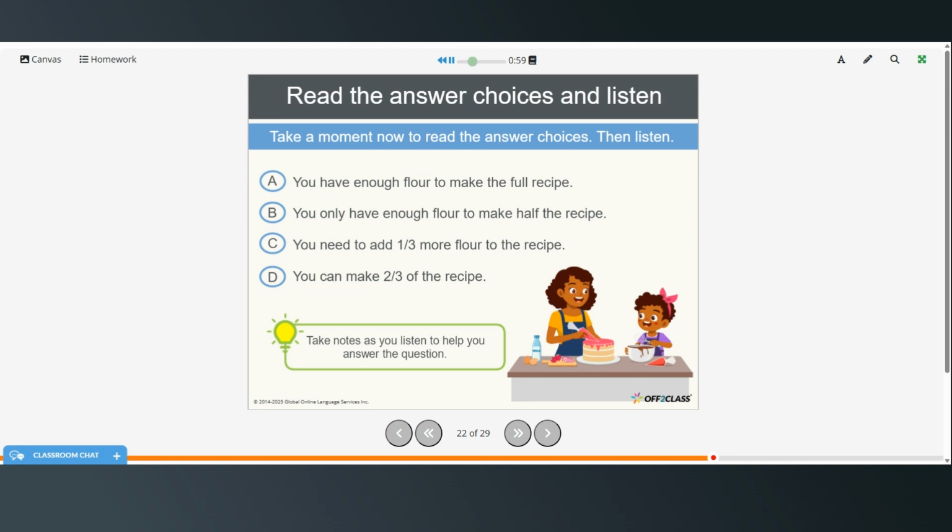Let's say the recipe calls for 2/3 cup of flour, but you only have 1/3 of a cup available. To figure out how much of the recipe you can make with the flour you have, divide 1/3 by 2/3. Here's how it works. When you divide fractions, you flip the second fraction and multiply. So 1/3 divided by 2/3 becomes 1/3 multiplied by 3/2. First, multiply the numerators. 1 multiplied by 3 equals 3. Then multiply the denominators. 3 multiplied by 2 equals 6. So, 1/3 divided by 2/3 equals 3/6, which simplifies to half. This means you can make half of the recipe with the flour you have.